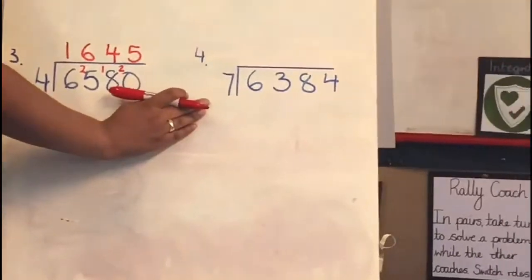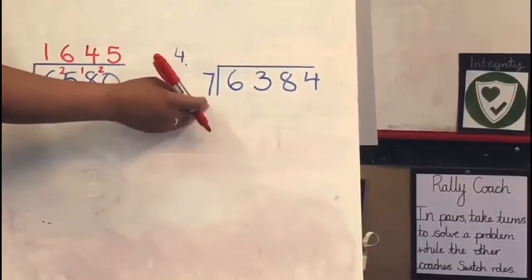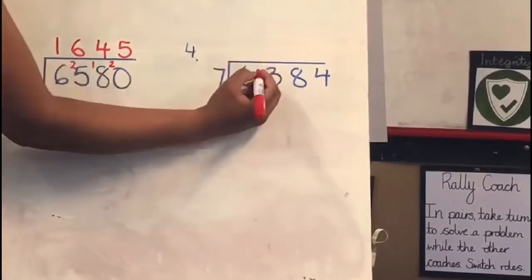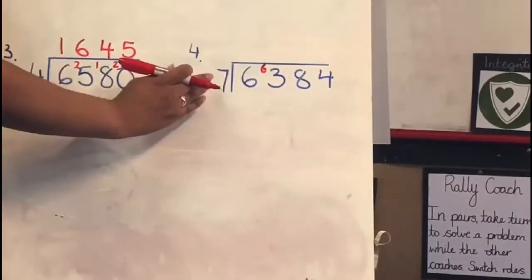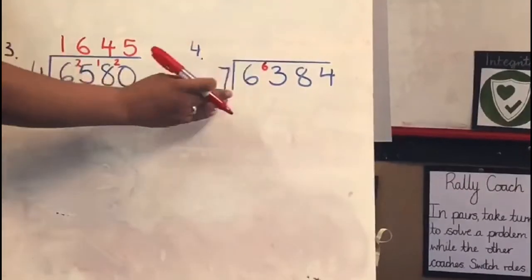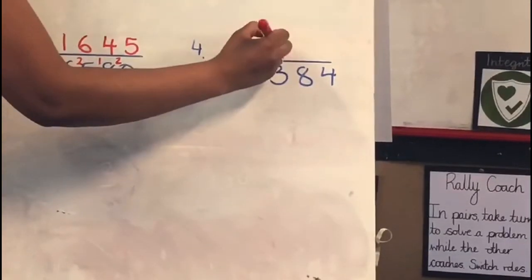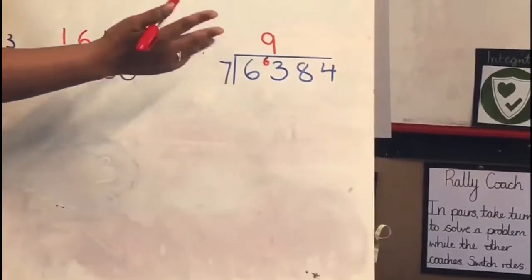I'm going to our last calculation, 6,384 divided by 7. How many 7's go into 6? We know 7 can't go into 6. So we're going to move the 6 and exchange it over to the next number, so it becomes 63. How many 7's go into 63? Using my 7 times table knowledge, I know 7 times 9 is 63. So I'm going to put 9 up here. Again, if you did need help using your fingers, that's fine.